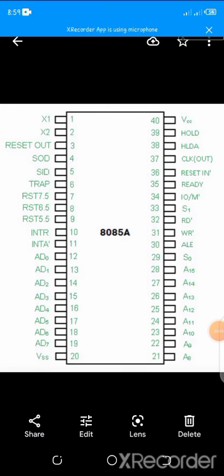And the HLDA means the microprocessor received the hold request.